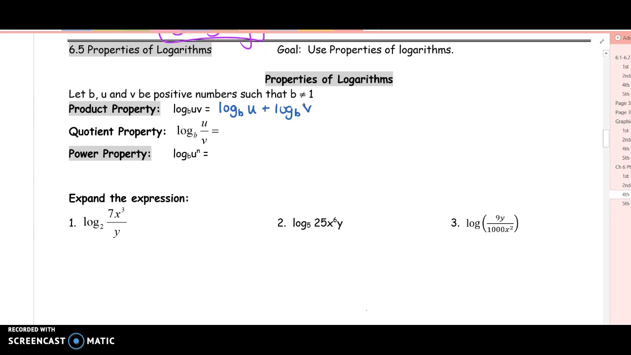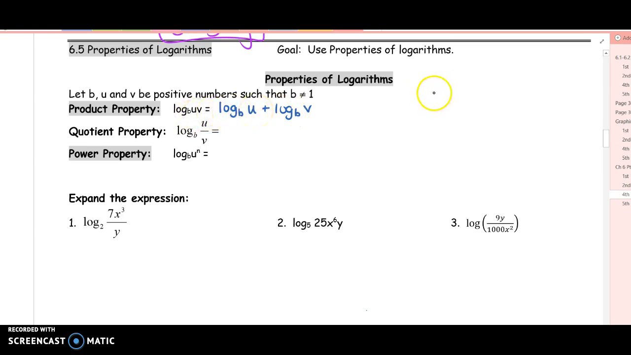So each thing inside that log gets its own log, and they are connected with addition. Those of you who are familiar with properties of exponents might find this interesting, because when we're multiplying two things that have the same base, we add the exponents. So what we're doing here is, if there's multiplication inside the log, we are adding.